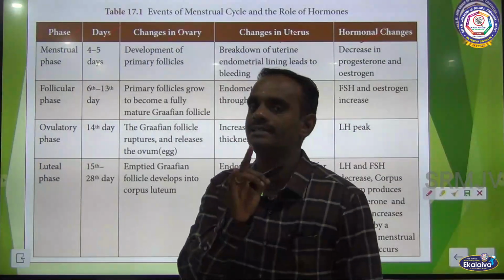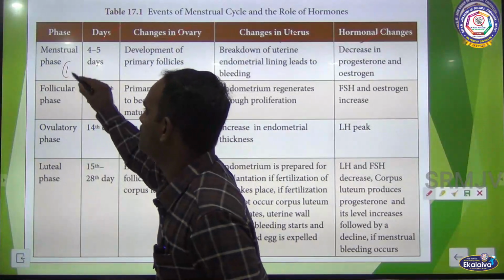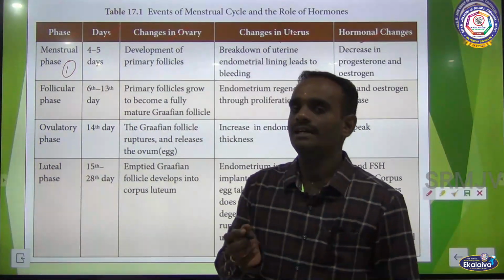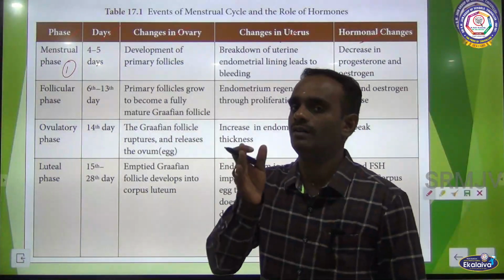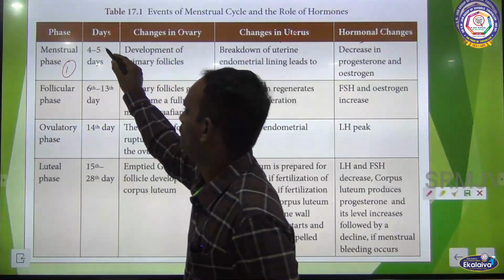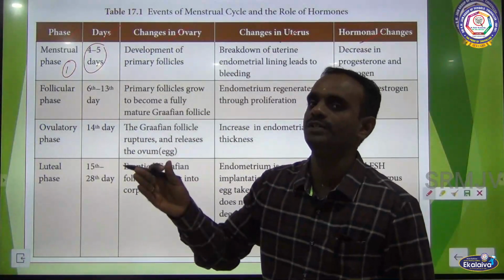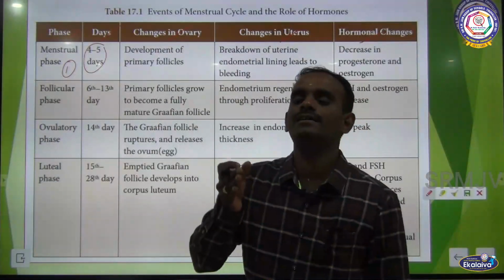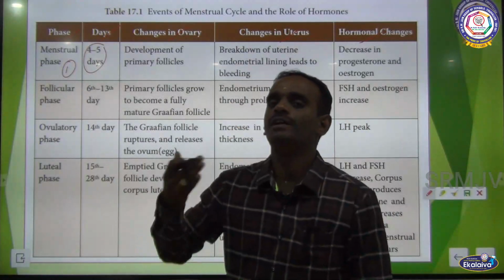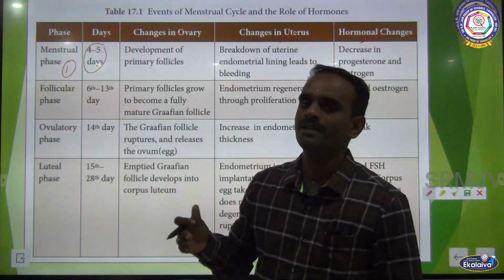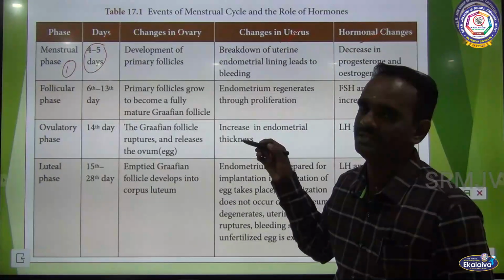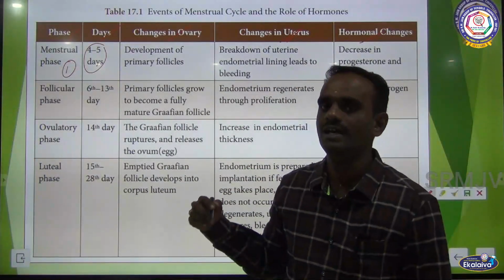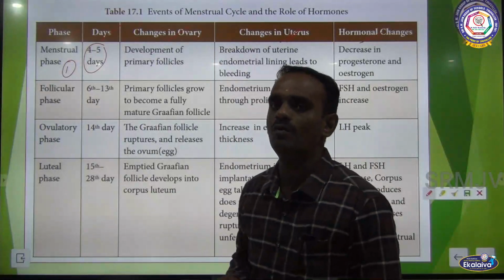The first phase, as I said already, is the menstrual phase. It is also called the destructive phase. It extends up to 5 days, that is 4 to 5 days, first day to 5th day. Those 5 days are said to be the menstrual phase. During those first 5 days, we will see what changes take place in the ovary, in the uterus, and what hormonal changes occur in the female body. So, changes in the ovary.